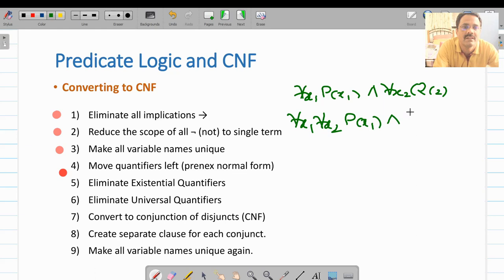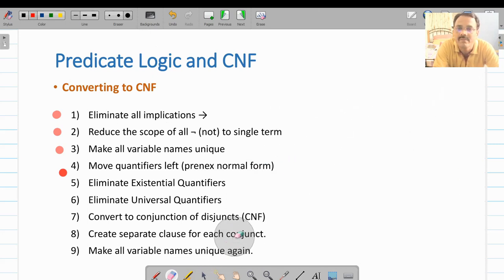So that will give you for all x1, for all x2, so we have moved them to the left. This we have moved to this place. P of x1 and Q of x2. Remaining statement will remain as it is. So if required, this fourth step you will have to apply. Whatever you get, that output form is called as Prenex normal form.